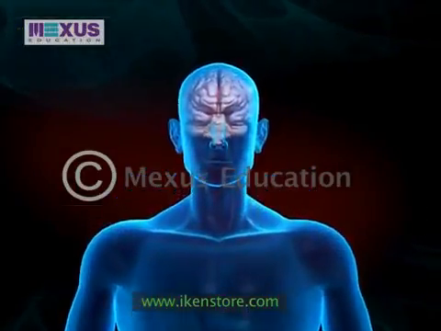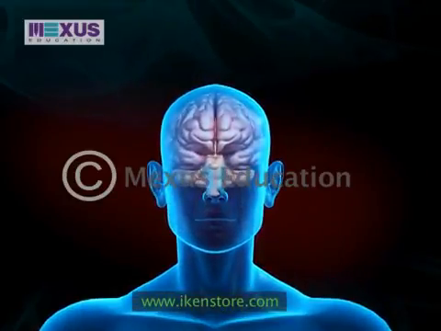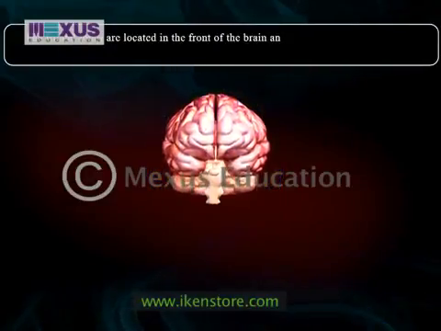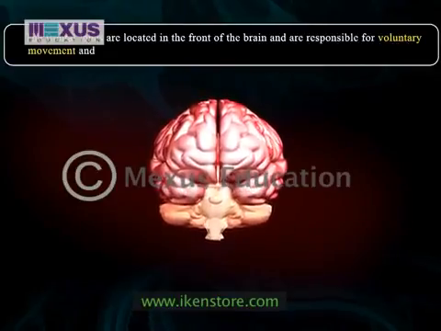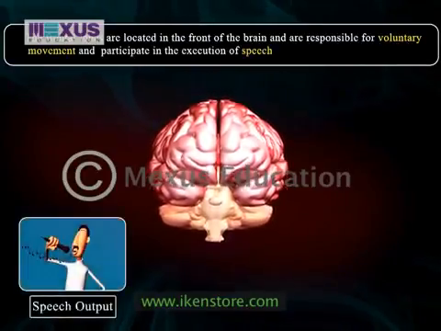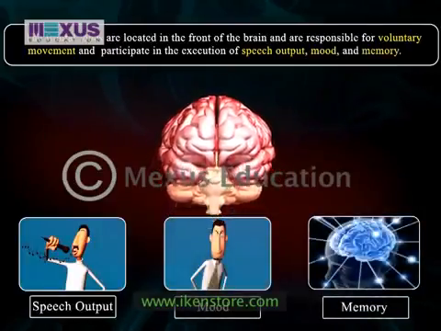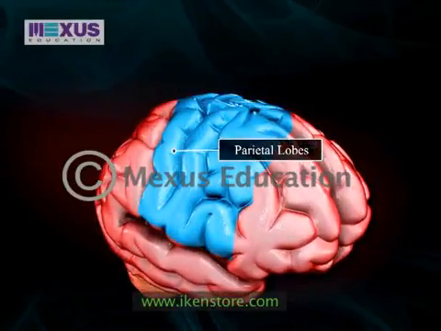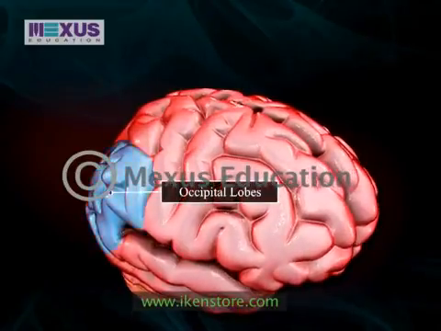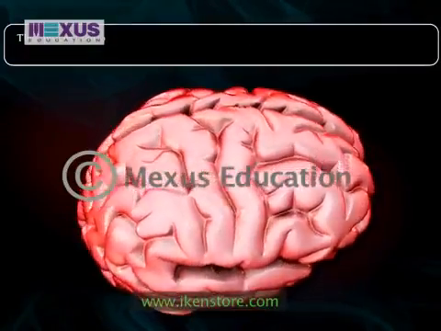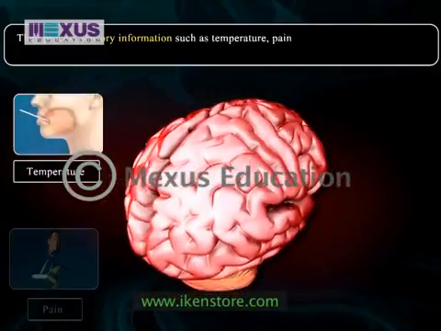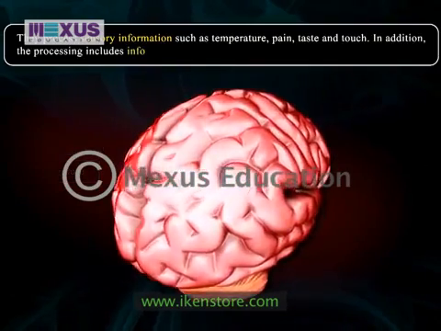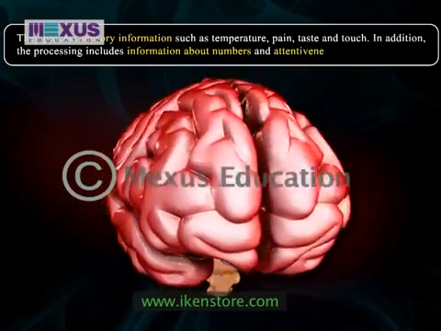Each hemisphere is divided into four lobes or areas which are interconnected. The frontal lobes are located in the front of the brain and are responsible for voluntary movement and participate in the execution of speech output, mood, and memory. The parietal lobes are located behind the frontal lobes and in front of the occipital lobes. They process sensory information such as temperature, pain, taste, and touch. In addition, the processing includes information about numbers and attentiveness.